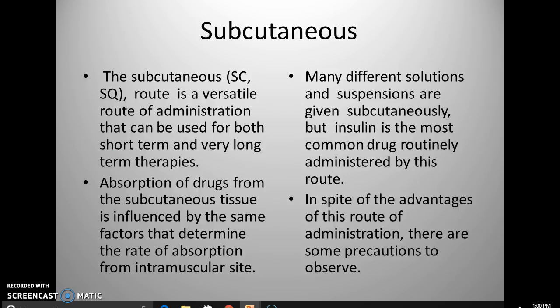Absorption of drugs from subcutaneous tissue is influenced by the same factors that determine the rate of absorption from intramuscular sites. Many different solutions and suspensions are given subcutaneously, and the most common that you see is insulin. In spite of the advantages of this route of administration, there are also precautions to be observed. For example, drugs that are irritating or that are in a very viscous suspension may produce serious adverse effects, including abscesses and necrosis. And of course, this will be painful to the patient.